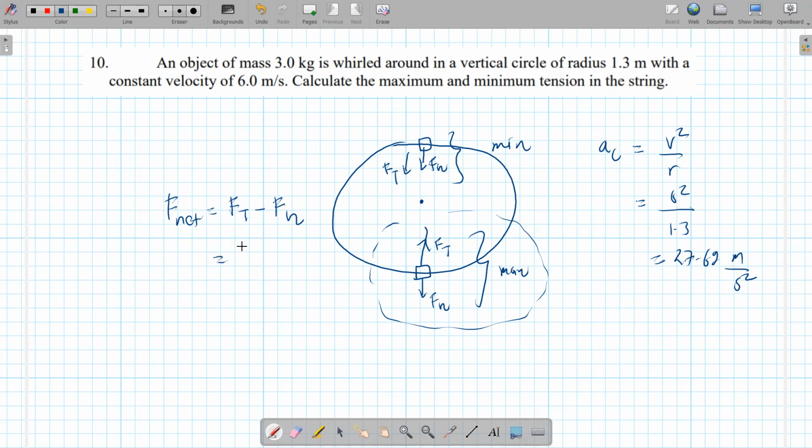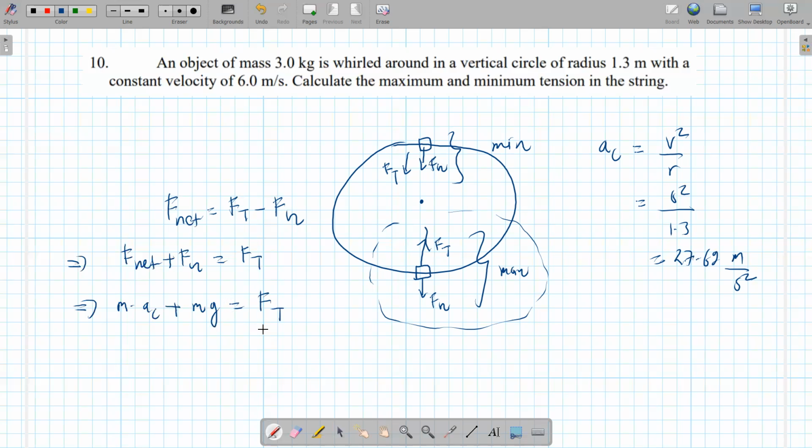So now what is FT equal to? FT is equal to F net plus FG. And we know that F net is 0, right? F net is not 0. F net is M times AC. Plus FG, and FG is just M times G. That is equal to the force of the tension.